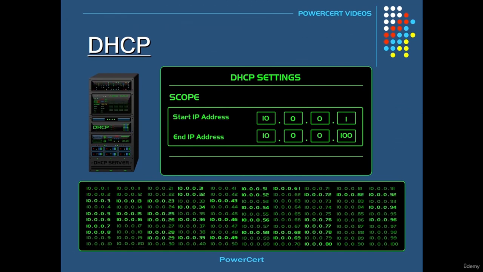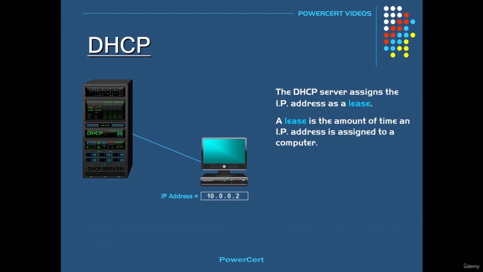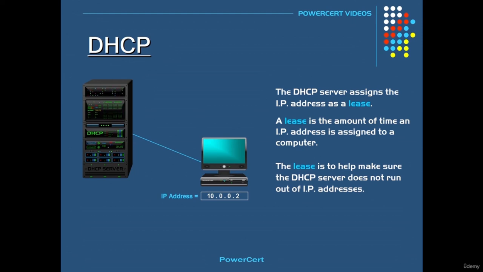Now these values can be customized to either increase or decrease the range. It all depends on what the network administrator wants to do. So it is customizable. Now when computers obtain an IP address from a DHCP server, the server assigns the IP address as a lease. So the computer doesn't actually own the IP address. It's a lease. And a lease is the amount of time an IP address is assigned to a computer. For example, the lease could be for 1 day. The reason for the lease is to help make sure that the DHCP server does not run out of IP addresses in its scope.